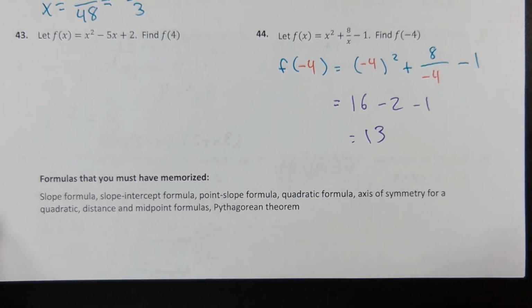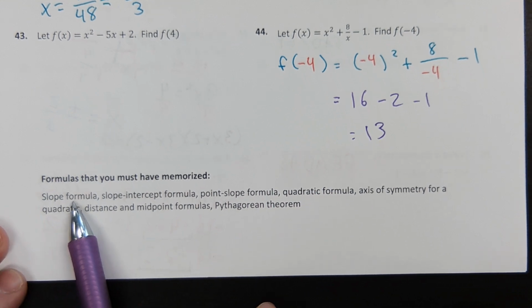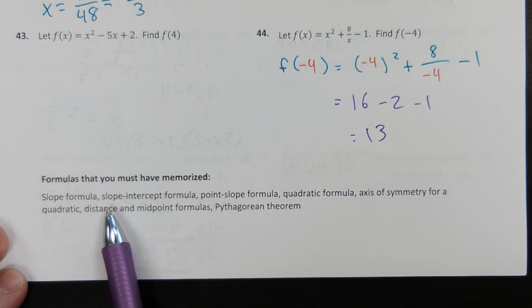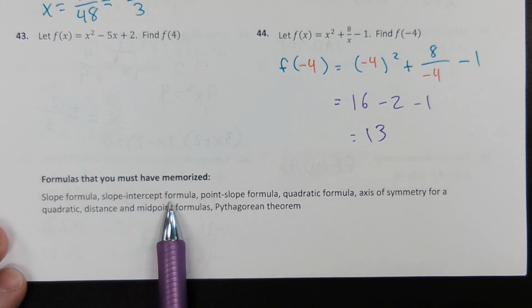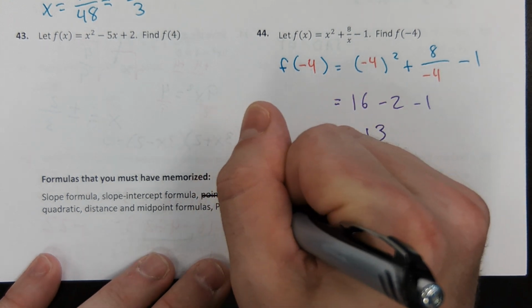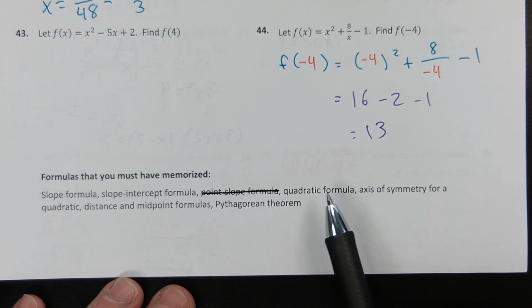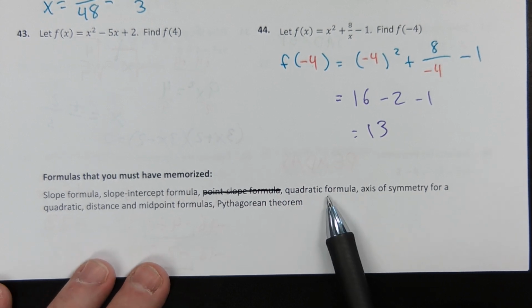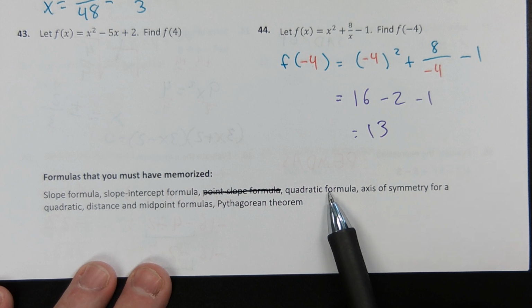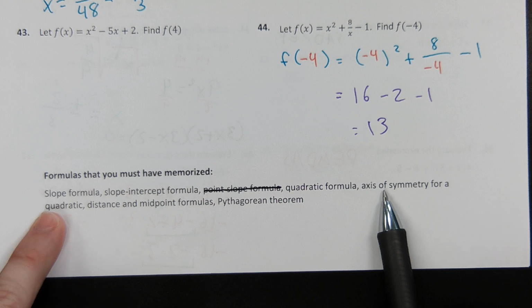Formulas that you must have memorized. The slope formula. Okay, we did that in the notes. y2 minus y1 over x2 minus x1. Slope intercept formula, y equals mx plus b. You don't have to have point slope formula memorized. Don't worry about it. The quadratic formula, if you can't factor, make sure you know the quadratic formula. x equals -b plus or minus root b squared minus 4ac all over 2a. Know the axis of symmetry for a quadratic. x equals -b over 2a. Don't forget to watch out for doubles and triple negatives.